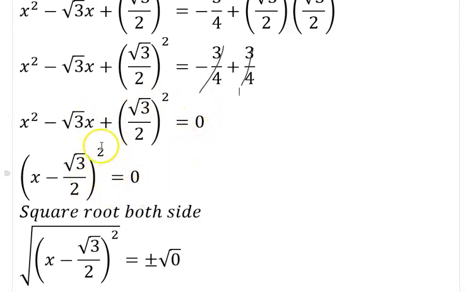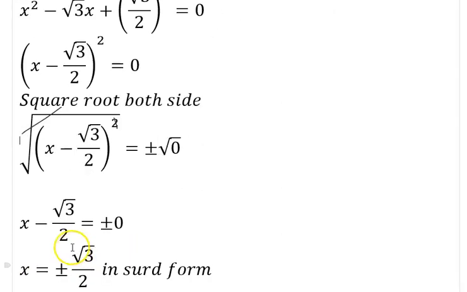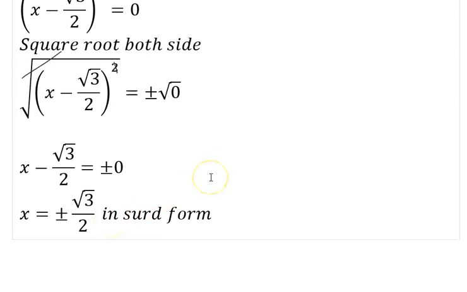Now, for you to remove this square that you have here, you square root both sides, so that this square can cancel out this square root. And you'll be left with what? x minus root 3 over 2 equals plus or minus square root of 0, which will still give you 0. But you are asked to leave the answer in surd form. So if you transfer this that you have here out, because this is 0, it will nullify it. So you'll be left with what? x equals plus or minus root 3 over 2, because you are asked to leave it in surd form.